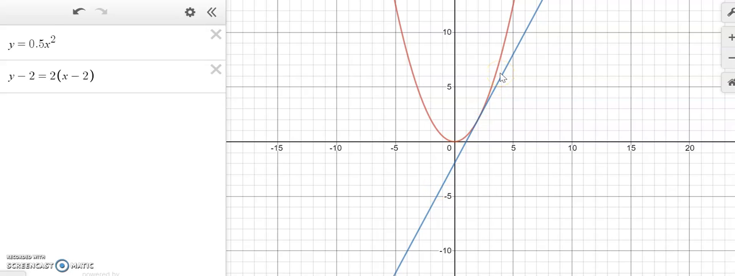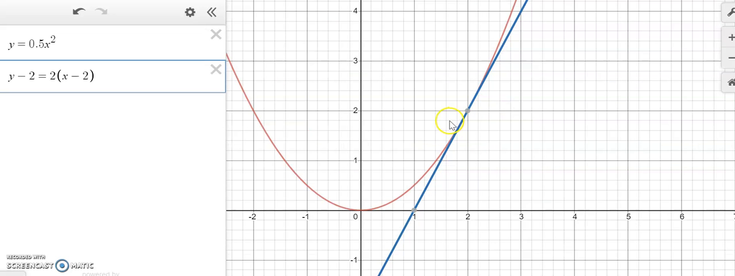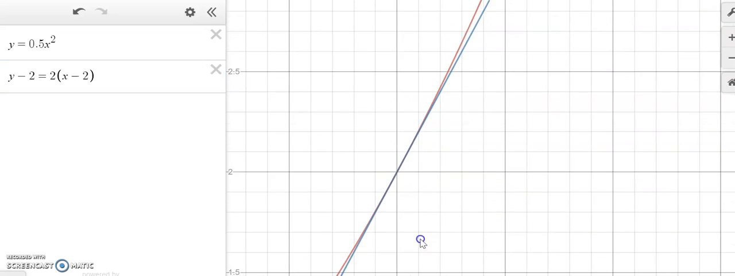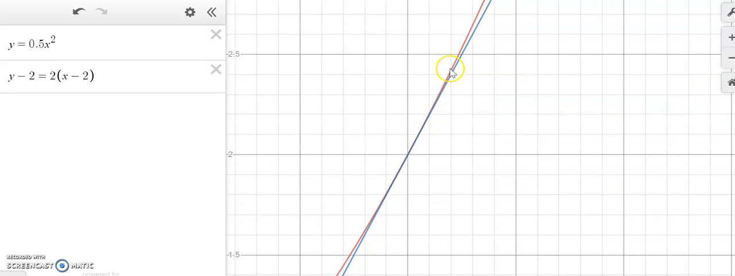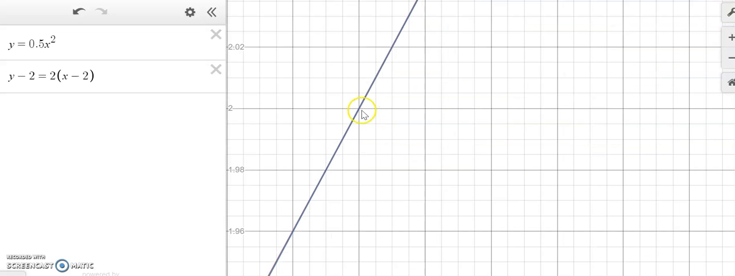So these graphs look totally different. But here's what local linearity says. What happens if I zoom in on this graph where the parabola and the blue line meet? Well, if I zoom in at (2, 2), watch what happens. If I start zooming in here, you can still see a slight difference between the blue line and the red graph, but as I come into this point of tangency, if I keep zooming in, at some point the blue line and the red parabola look like they're one and the same.